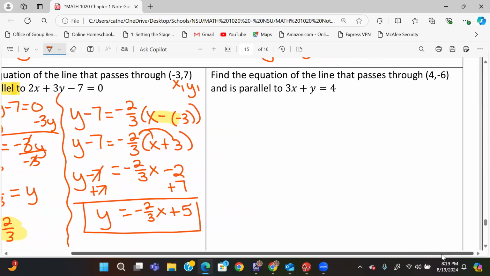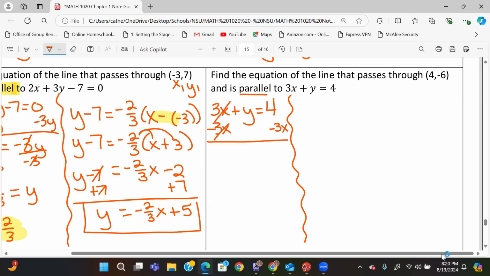Okay, let's do another one. And this one is also parallel. So we need to pull the slope out of here. This one's nice. It only has one step. We just need to move the 3x to the right to get y by itself. So it's -3x and 4 is positive, so we're going to put plus. And we don't add those together because one has an x on it and one does not. Our slope, whatever's in front of x, that's going to be -3.